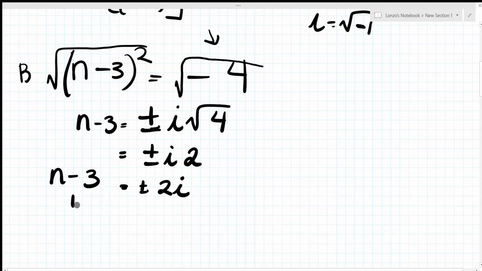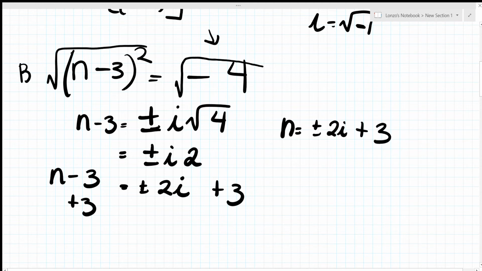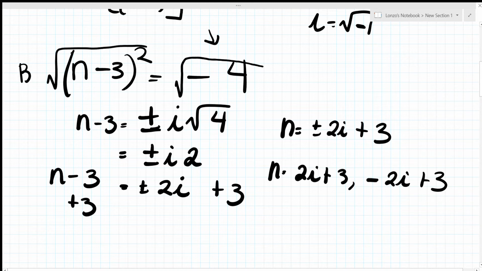So we've got to add 3 to both parts. So n equals plus or minus 2i plus 3. If you simplified, it would be positive 2i plus 3, and then negative 2i plus 3. So those are your two answers. We're dealing with imaginary numbers.